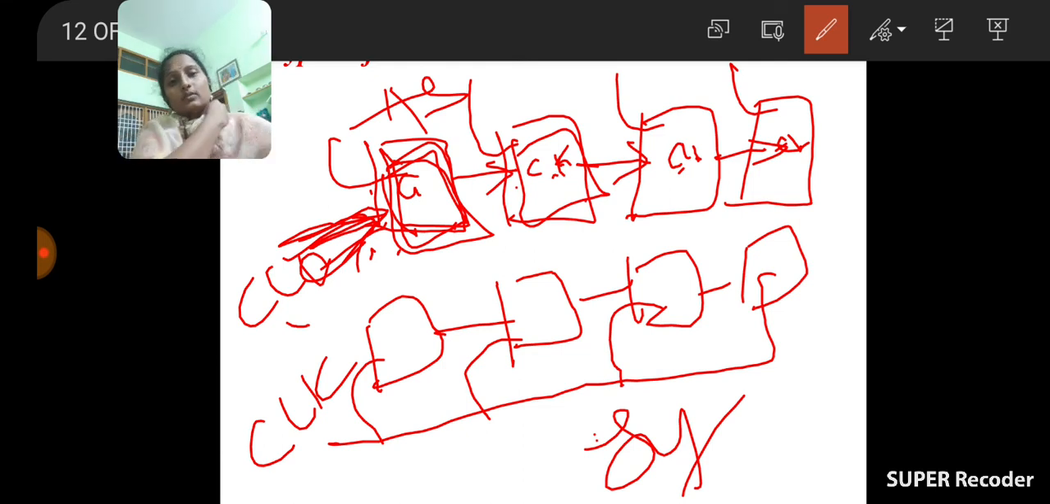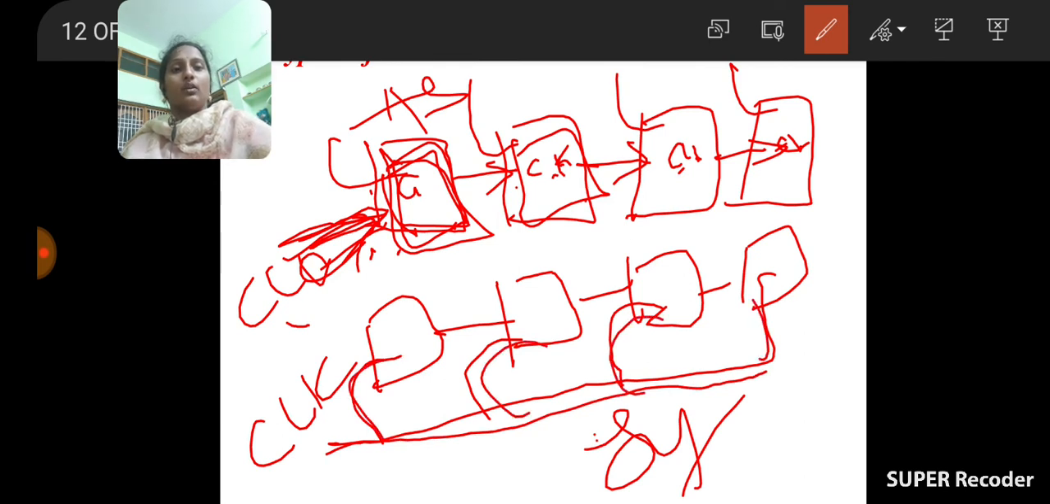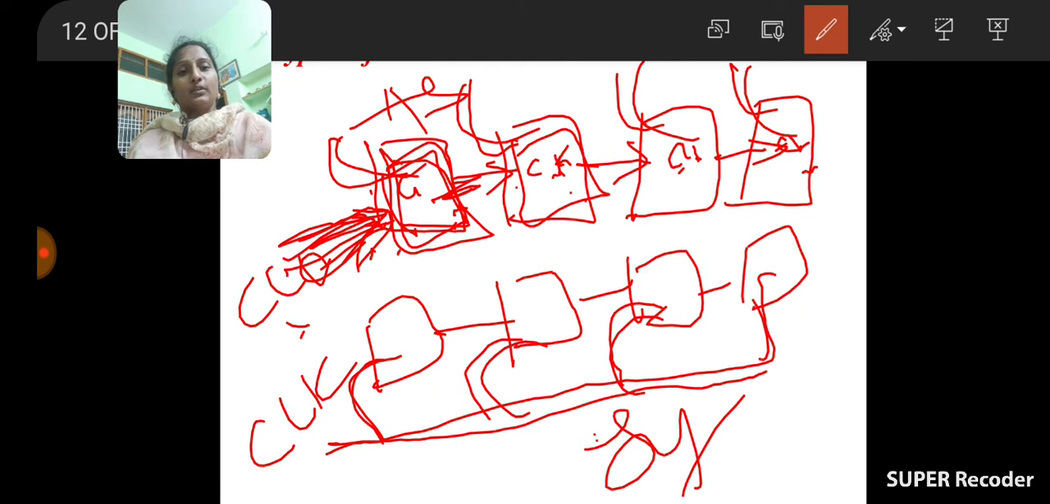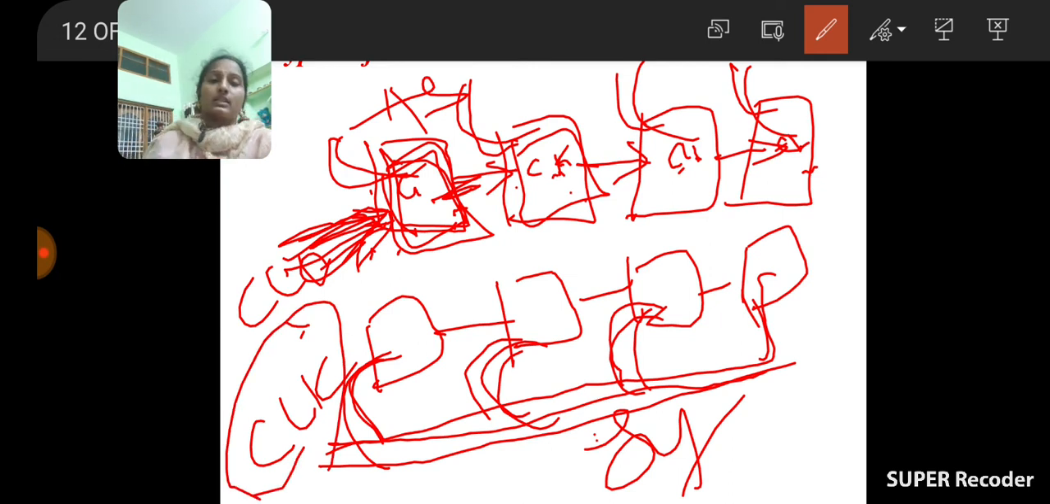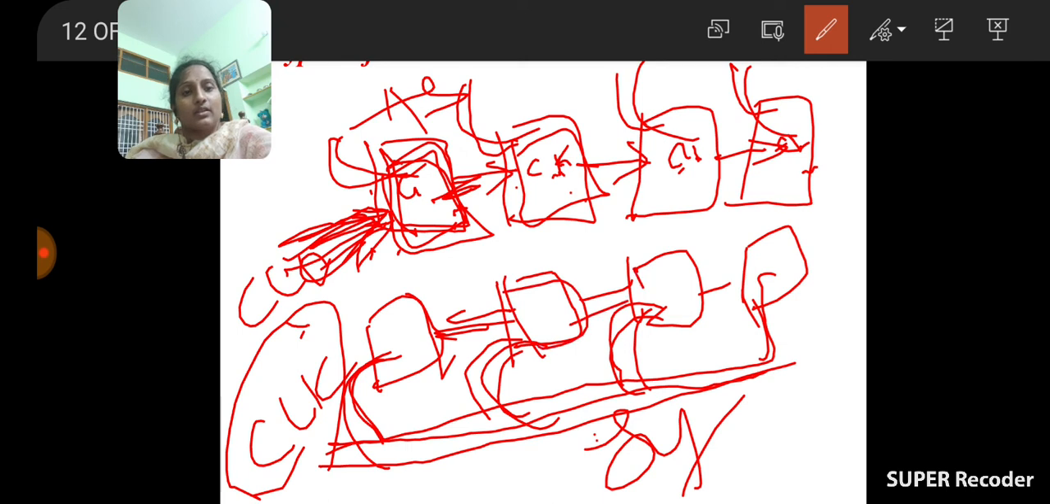Okay, and while coming to the synchronous, the same clock pulse is applied to all the flip-flops at the same time. But in the first case, only for the first flip-flop the external clock pulse is applied, and for the remaining, the output of the previous stage acts as the clock pulse for the next stage, and the inputs are applied externally. But in synchronous, the same clock pulse is applied to all the flip-flops at the same time. So this is the main difference between asynchronous and synchronous.